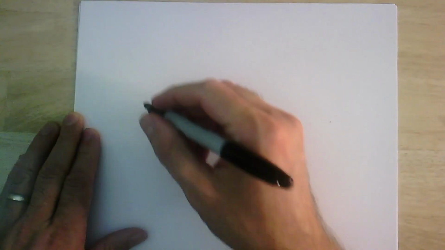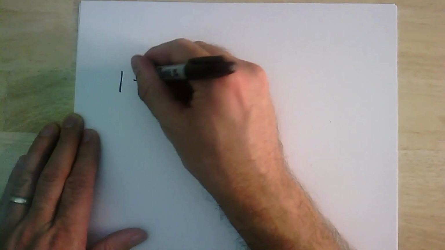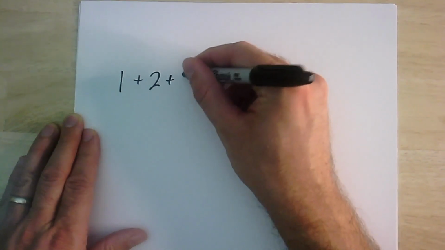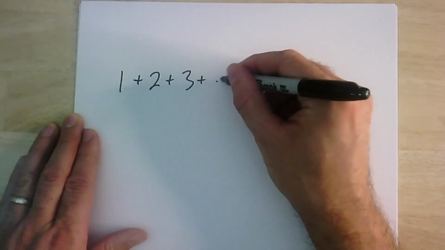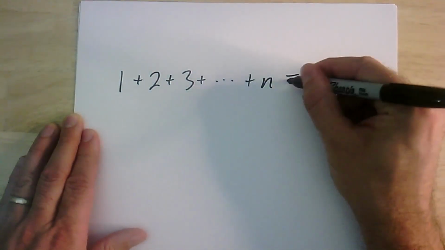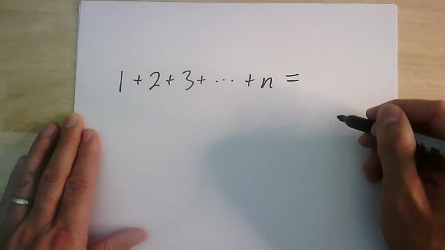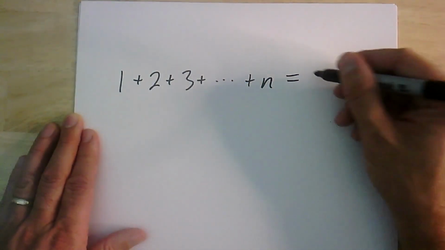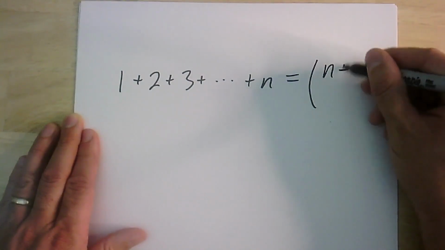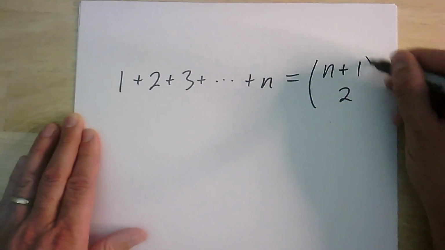Many of you know the formula for the sum of the first n numbers. That's 1 plus 2 plus 3 all the way up to n. This is sometimes called a triangle number. It has a nice closed form. It's n times n plus 1 over 2, or as I like to write it, n plus 1 choose 2.